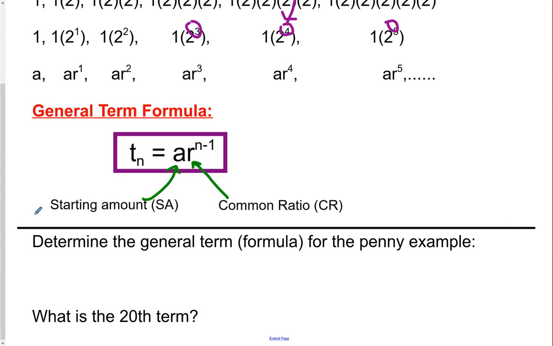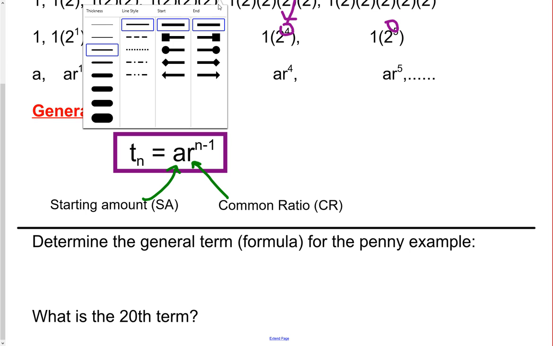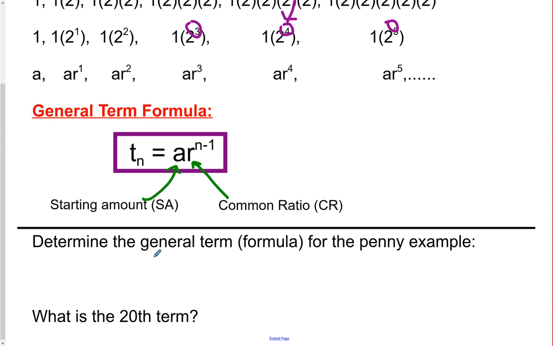Okay, so let's do our general term for this particular penny example. And then let's see how much we get on the 20th day. So my general term is going to be Tn. That's going to tell me how many pennies you get on any given day. My starting amount is 1, so I'll put that in where A is. My ratio is 2, and then I'm putting it to the n minus 1.